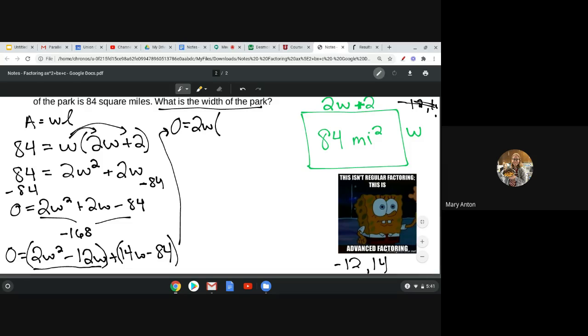And when we do that, we are left with a w minus 6. And we have a plus sign. Now let's factor something out of 14w and 84. So I'm going to help you out with this one, because I know my facts of 14. We can factor out 14 from both of these, and we're left with w minus 6.